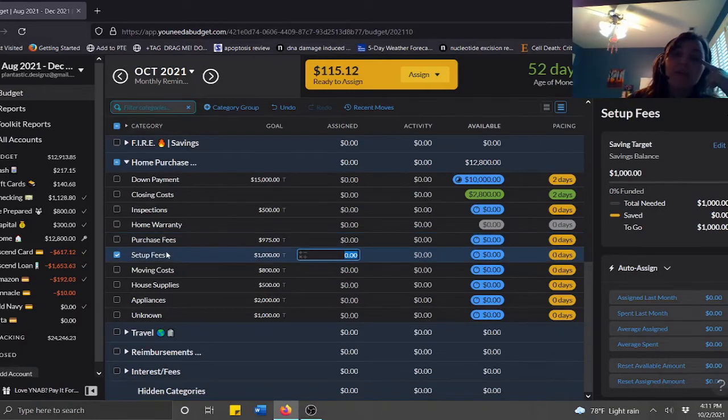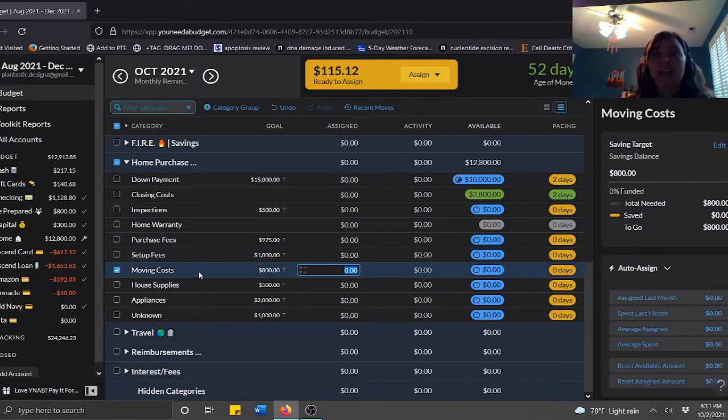Setup fees. I was doing some reading on home buying, and people were saying that if you get a place that has an HOA, you're going to have to pay to transfer your HOA. You're also going to have to pay a fee to get your bills set up. Sometimes you'll have to pay a fee to get your water turned on, or a fee to get your internet set up or something like that. I don't know how much all of that costs. I just said, okay, a general $1,000.